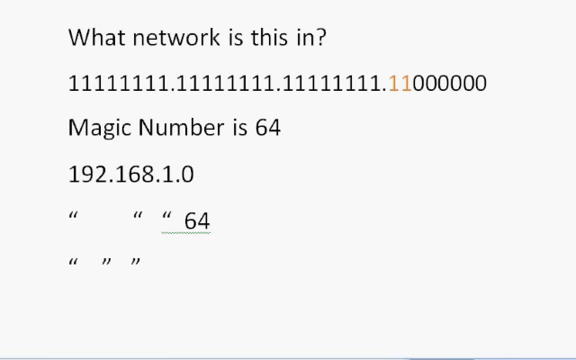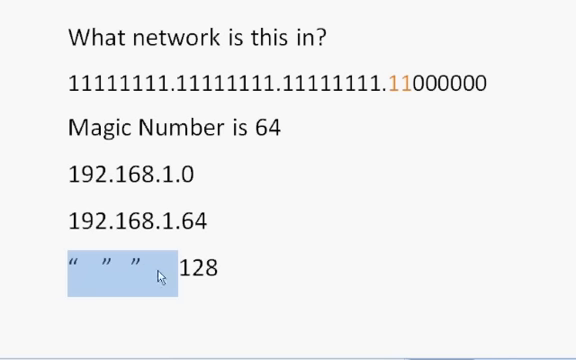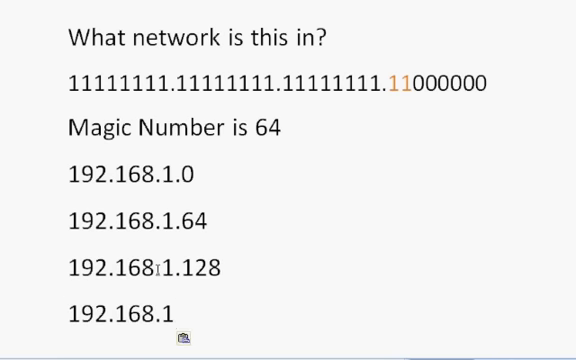It's kind of silly what I'm doing here. 64, 128, add another 64, and you get 192. So the magic number, 64, let me know that the networks go up by 64. So the first network is 0, the next network is 64. Add 64 to 64 and you get 128. Add 64 to 128 and you get 192. So right from the magic number, I know right off the bat that my networks go up by 64, so I know they are 0, 64, 128, and 192. And that's it. There's four networks created by having these subnet bits.